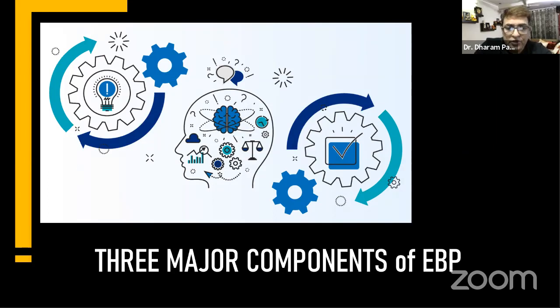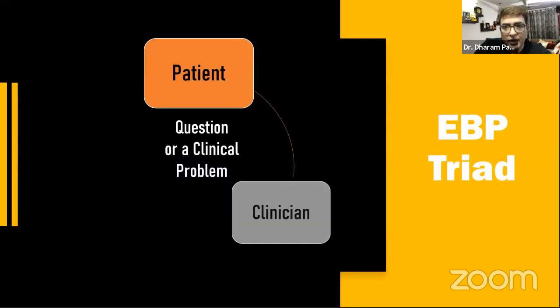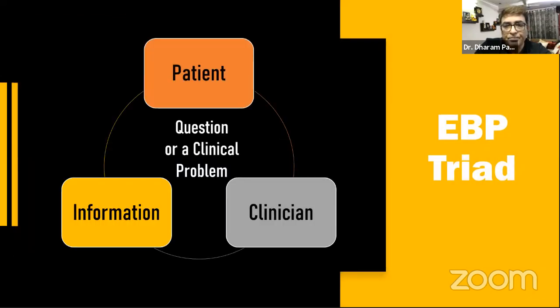So there are 3 major components of evidence-based practice, which is called the EBP triad. There is a patient, there is a clinician, we are the clinician, and there is a lot of information available. What is best, what is good, what is right, what is harmful, all this information. So this is the EBP triad: patient, clinician, information.